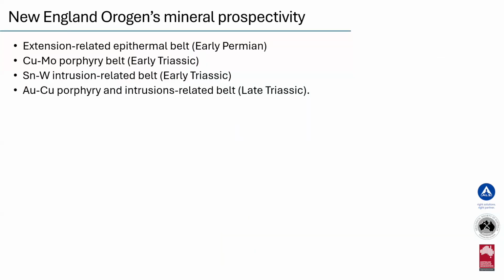So just summarizing, kind of concluding, and that will be my last slide. We have 4 major metallogenic belts in the New England Orogen: an extension-related epithermal belt in the early Permian, a copper-moly belt in the early Triassic in the northern New England Orogen, while in the southern New England Orogen at the same time we have the tin-tungsten belt, and the late Triassic gold-copper belt in the northern New England Orogen.